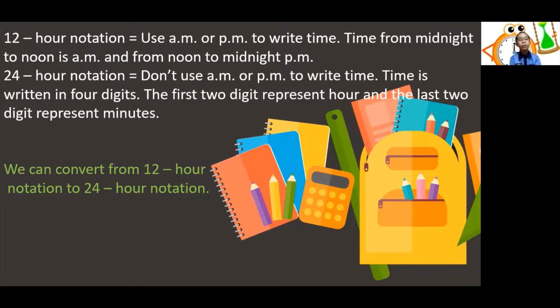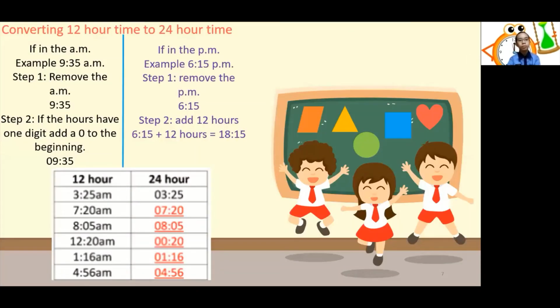We can convert from 12-hour notation to 24-hour notation. Converting 12-hour notation to 24-hour notation. In AM, for example, 9:35 AM, we remove the AM. And if the hour has one digit, add 0 to the beginning. So 0935.